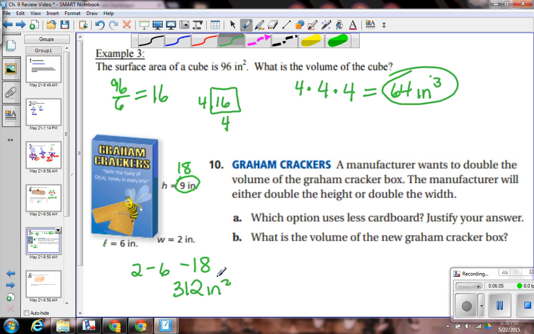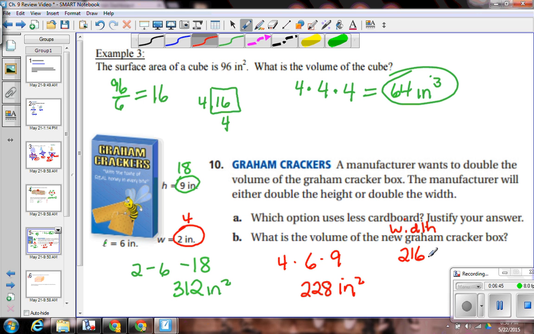And for our second option, when we double the width, we've changed our width to 4. So for that box, we have a 4 by 6 by 9. Use the smiley face method, and you end up with a much smaller surface area of 228 inches squared. So therefore, doubling the width is the answer that we would pick. B asks what's the volume of the new graham cracker box. Whichever one you choose, multiply length, width, and height, and you end up with a volume of 216 inches cubed.